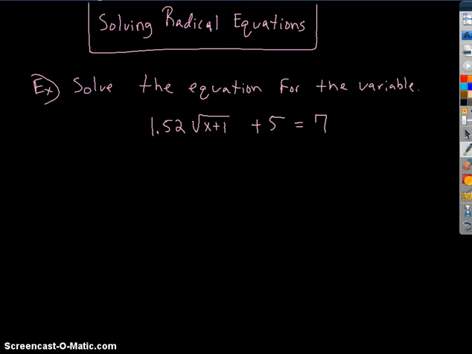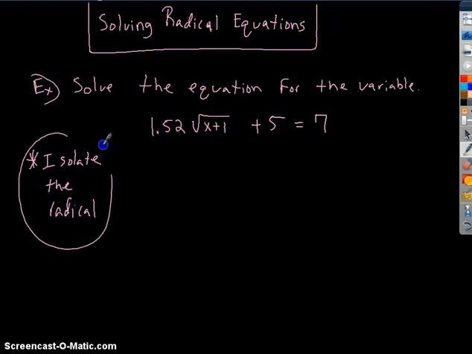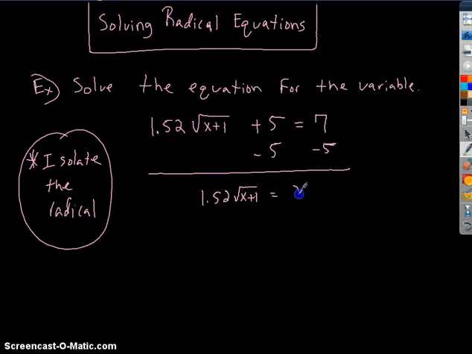Now, in order to solve this radical equation, the first thing you want to do is isolate the radical. So once you isolate the radical, you can actually solve it by squaring both sides and so forth. So this is my radical. I want to get this alone. So I first subtract 5 from both sides, leaving me with 1.52 times the square root of x plus 1 equals 2.